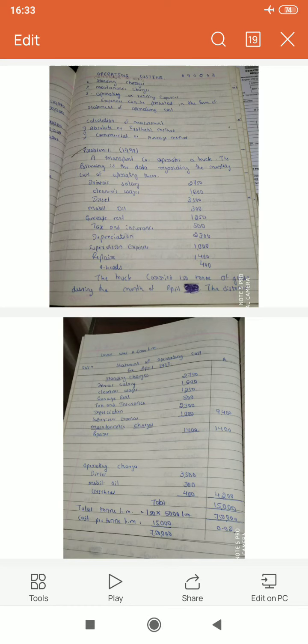Now, next one, depreciation. Depreciation rupees 2300 per month. In this problem it is specifically given as rupees 2300 per month, so we can very well categorize it under the head standing charge. But I concur, a doubt may crop up in your mind: only if the vehicle runs, depreciation shall become applicable.